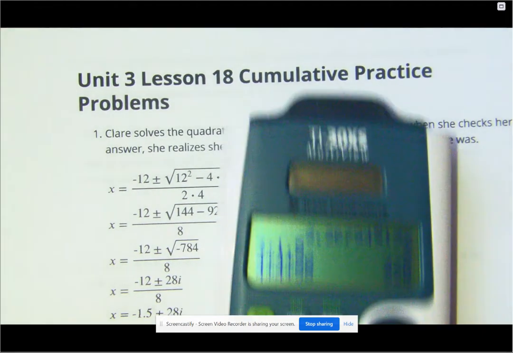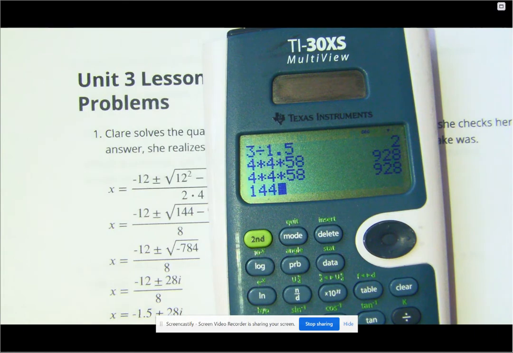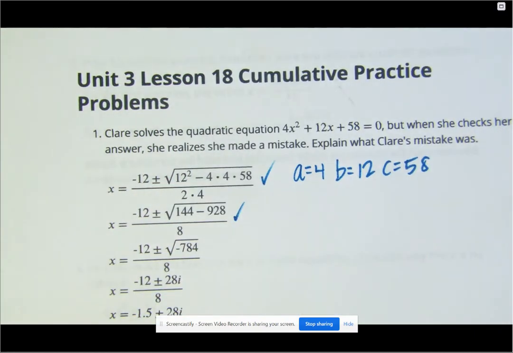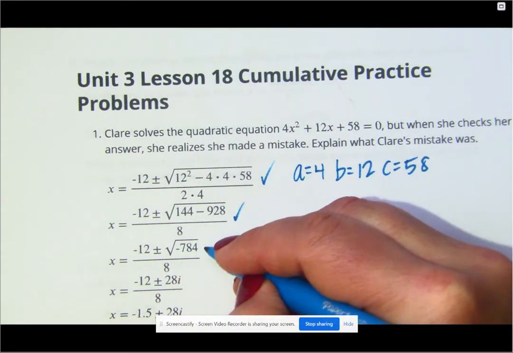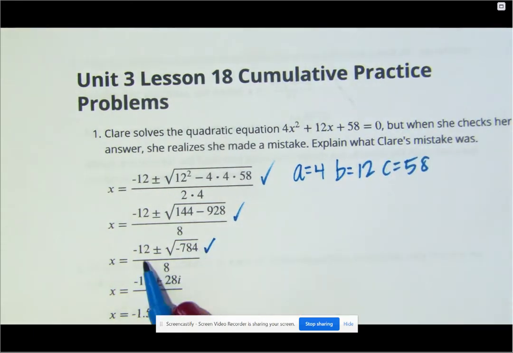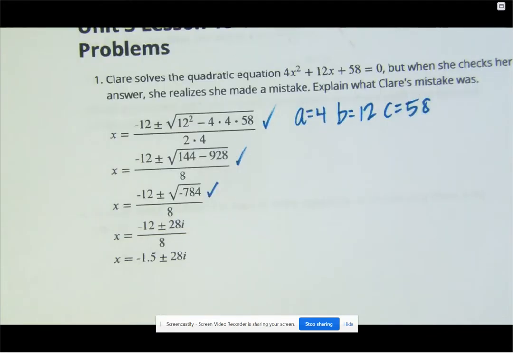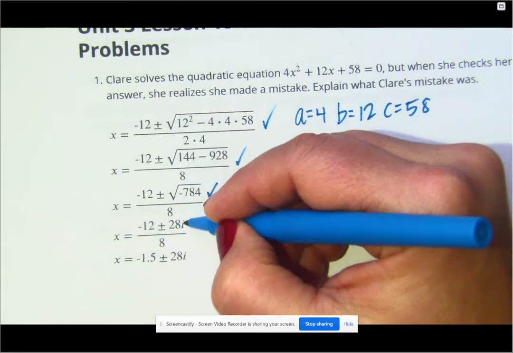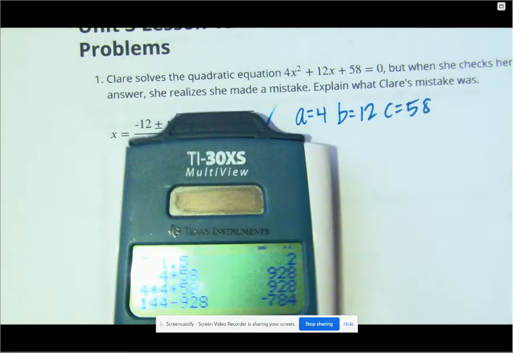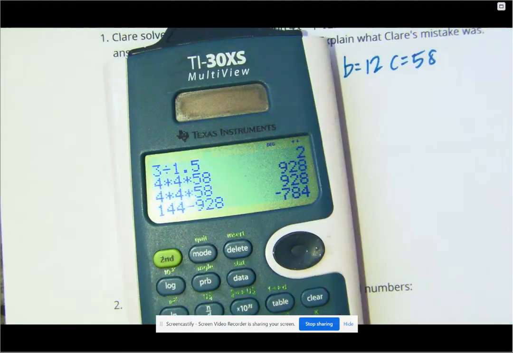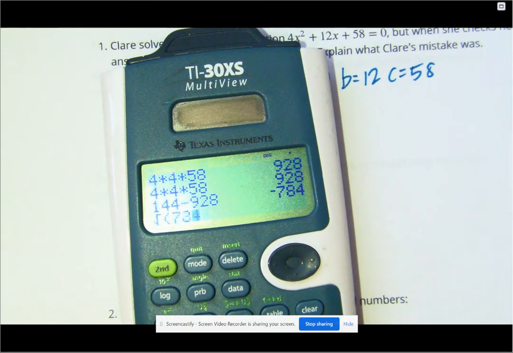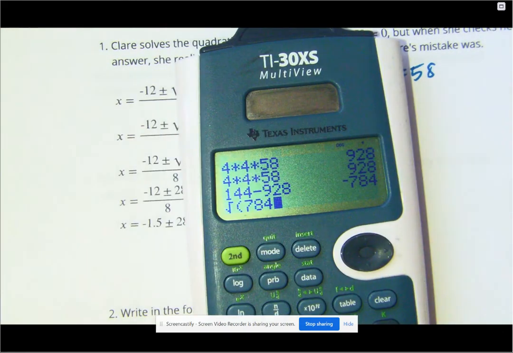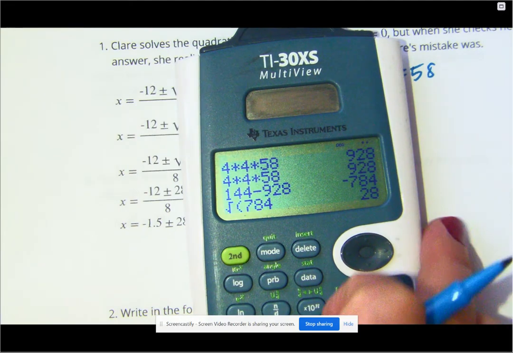144 take away 928 and gets negative 784. Yep. And then she gets negative 12, still the same. Okay, so as soon as I see that negative under the radical, that stands for the square root of negative 1, and i comes out for that. And according to Claire, 784 has a square root. I don't have that one memorized, so I'm going to double check. The square root of 784 is 28.